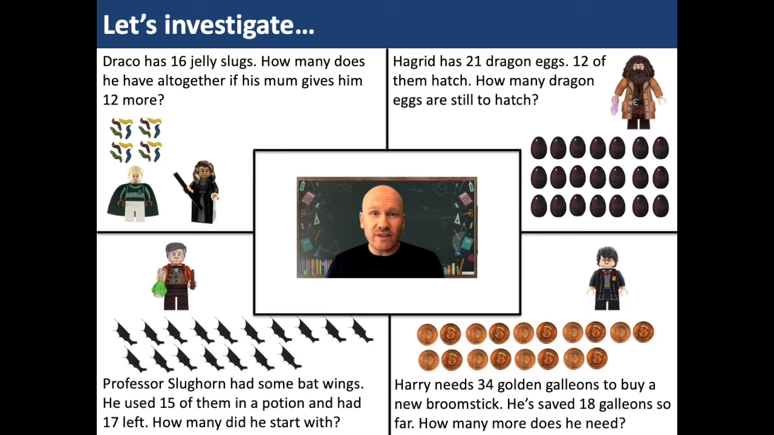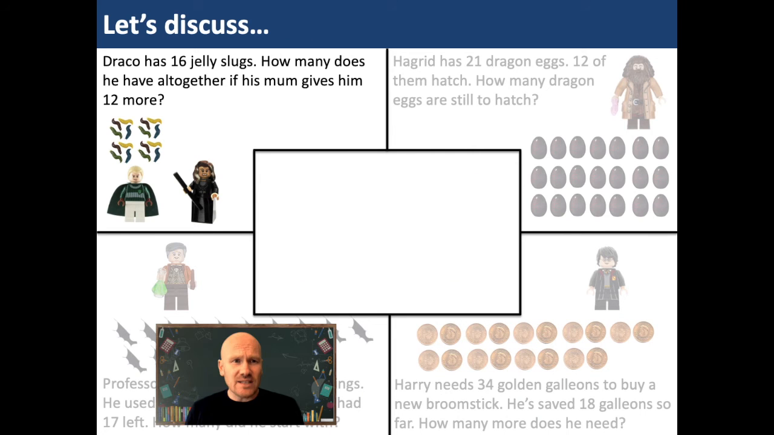Now you can pause the video now and have a go at those, or we can look at the first one and analyse it together. So let's have a think about this. Draco has 16 jelly slugs. How many does he have altogether if his mum gives him 12 more?